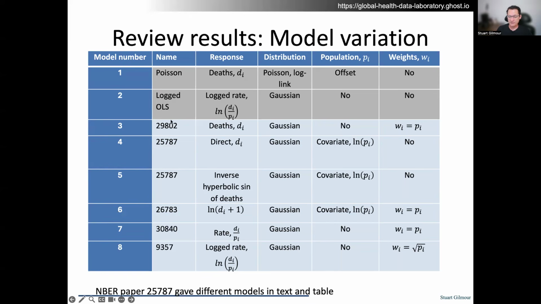These are the numbers of the working papers, right? So for example, model 3 models deaths directly as a Gaussian distribution with population as a weight. Model 4 models deaths directly with log population as a covariate and no weight. Model 5 has an inverse hyperbolic sine of deaths, which is surprisingly common, which is modeled as a Gaussian distribution with log population as a covariate.